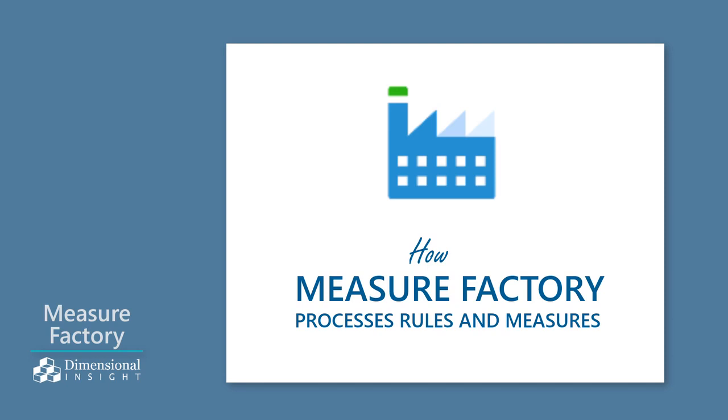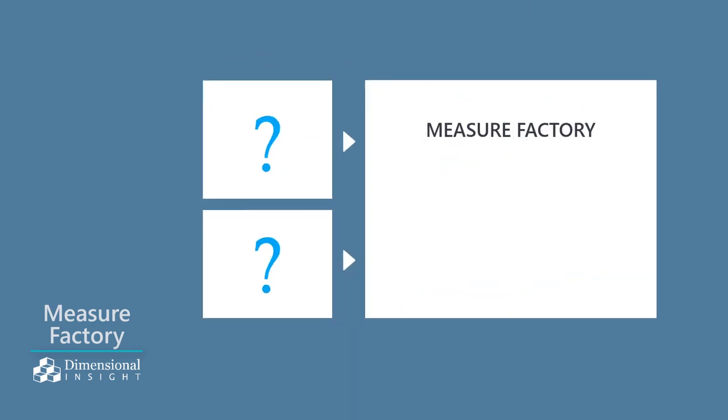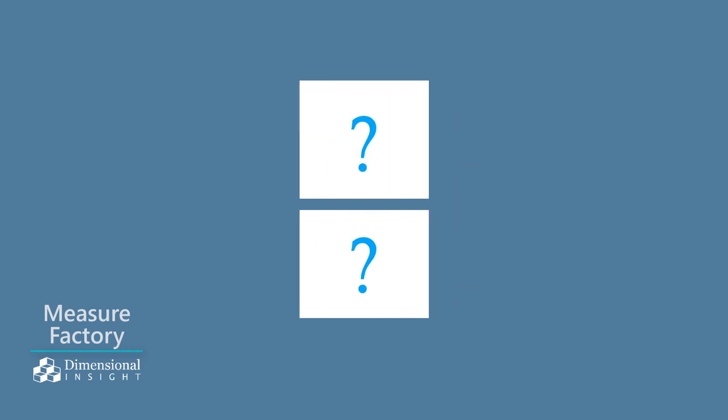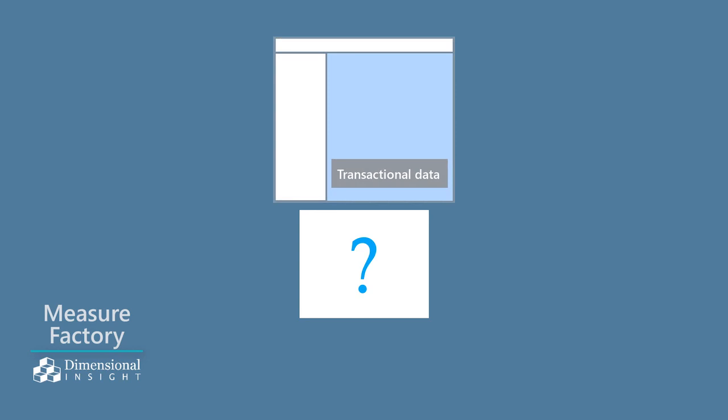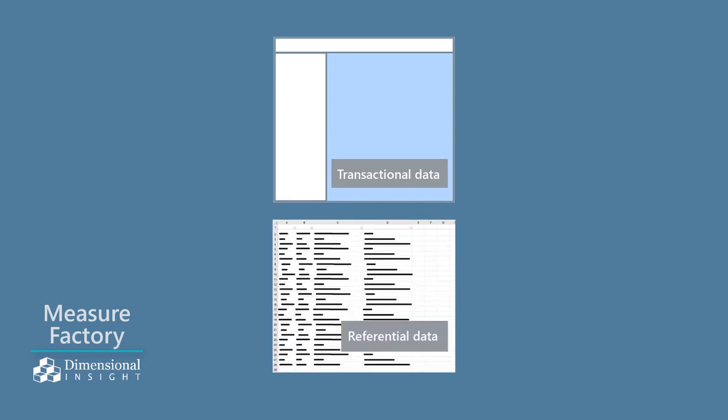In this demonstration, you'll learn how Measure Factory processes rules and measures. Let's start by looking at the types of data you can submit to Measure Factory for processing. Measure Factory can work with two types of data: transactional data and referential data.